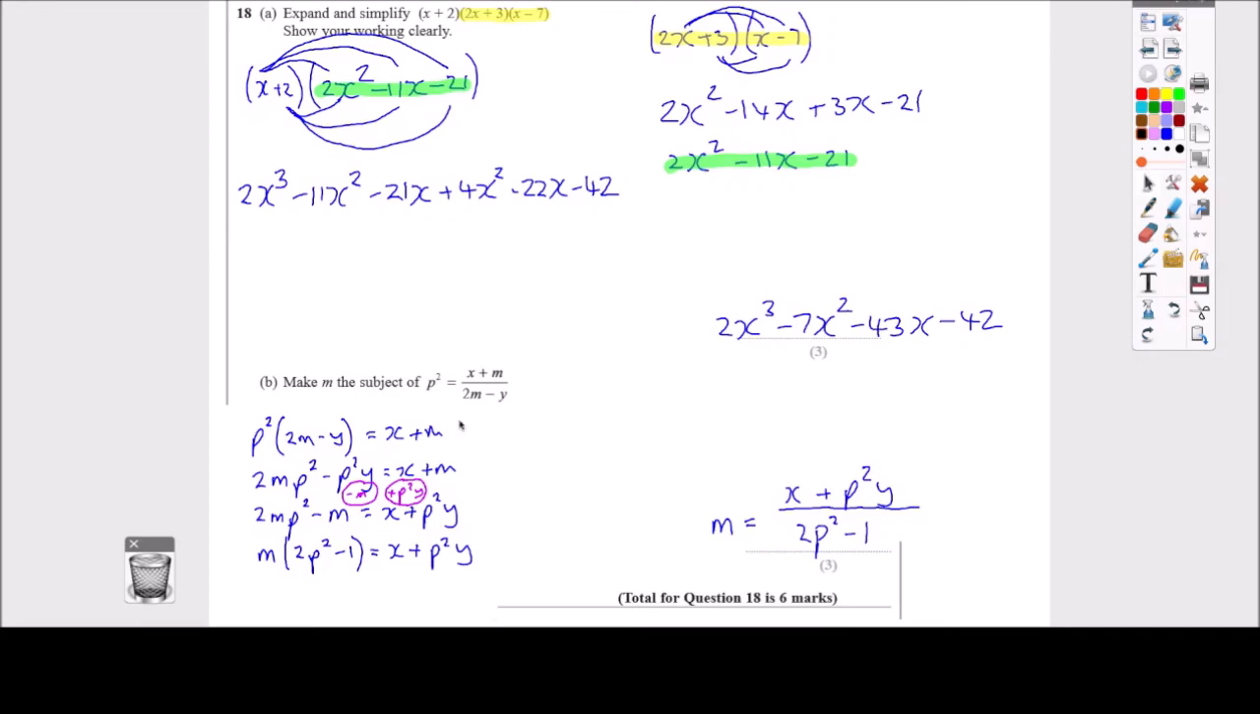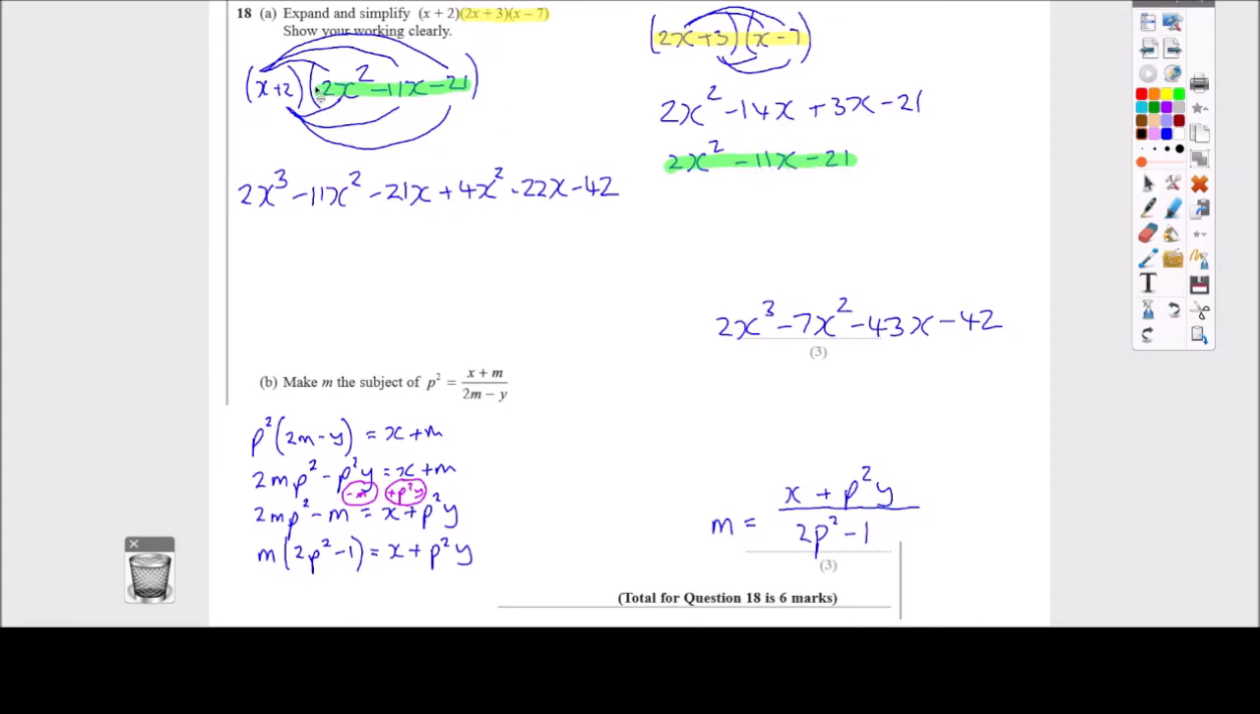Question 18. So we've got three brackets to multiply out. It doesn't matter which order you're going to do it in. So I'm going to start off by multiplying out the 2 in yellow, which I've just done as a side working here. So 2x times x is 2x squared. 2x times minus 7 is minus 14x. 3 times x is plus 3x. 3 times minus 7 is minus 21. Gather up the x's in the middle, I get 2x squared minus 11x minus 21.